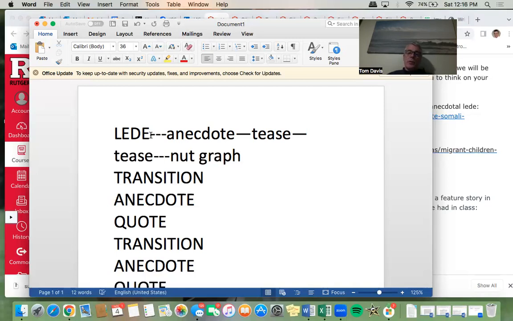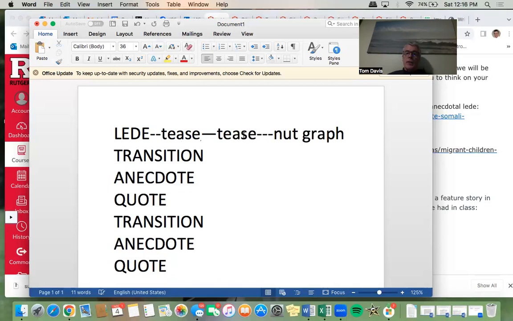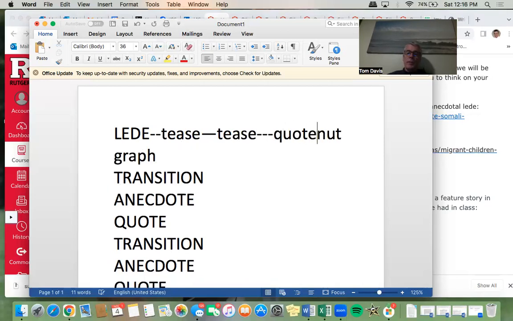In a traditional news story, your lead by itself would be a one paragraph lead. It would just do that. In a feature story, you have one graph here. Well, let me get rid of this. Your anecdote would be one graph here, one graph here, maybe even insert a quote right here, and then you get to what is called the nut graph. Again, that's the paragraph that essentially tells the reader what the story is all about.